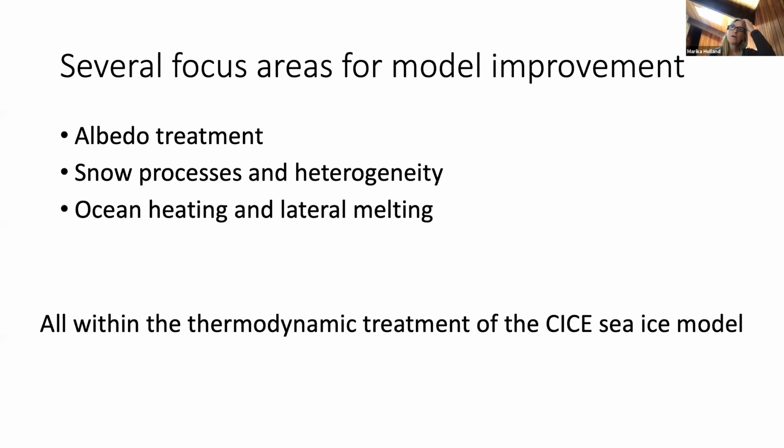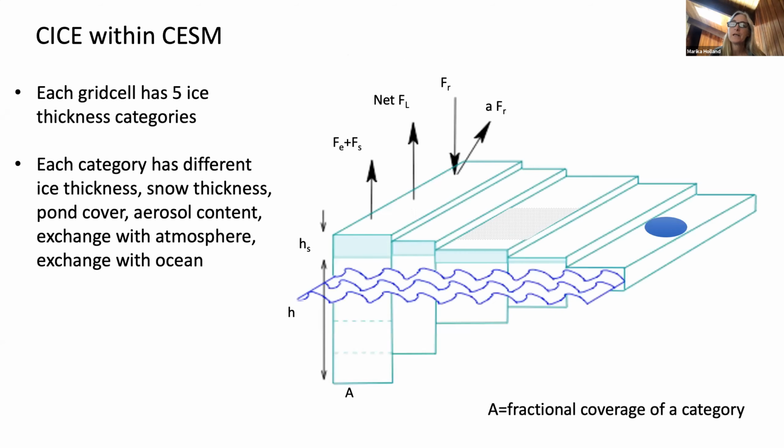In terms of our particular project, there are several focus areas for model improvement that we're addressing: the treatment of albedo within sea ice models, snow processes and the heterogeneity of snow on top of sea ice, ocean heating and lateral melting. And all of these things we're considering within the thermodynamic treatment of the sea ice model CICE, and more specifically CICE within the Community Earth System Model.